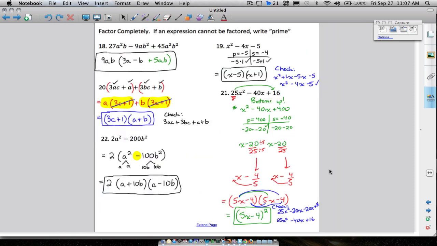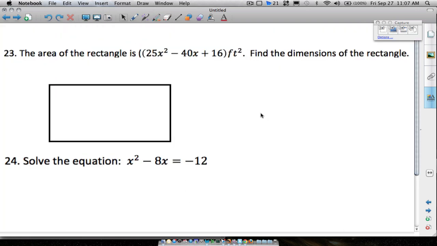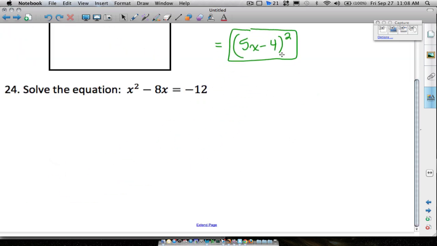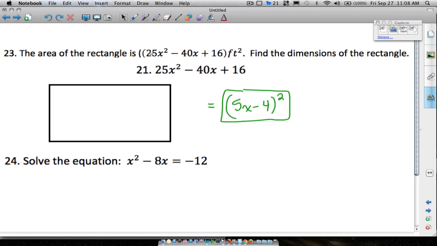Now the next problem I want to look at, 21. The reason why I want to look at that one again, we've already got that answer. It was what? 5x minus 4 squared. See that right down there? All right, those two pieces. Why am I copying that over? Well, that is the exact same thing. Look at that. Problem 21 that we've already factored. 25x squared minus 40x plus 16.